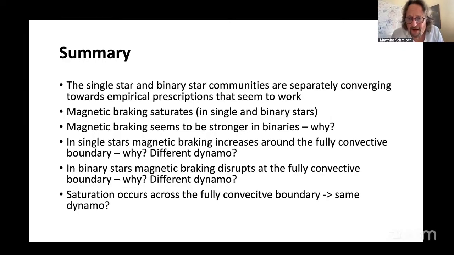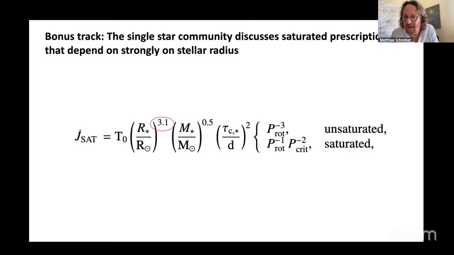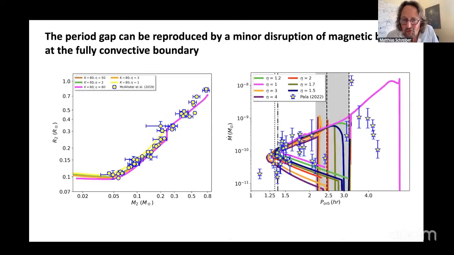So we have discovered one saturated magnetic braking prescription with a strong dependence on radius. It's actually the same one Matt proposed in 2015. And the strong dependence on radius actually allows us to fit the CV evolution, which you see here. This is, for example, the same plot with the radius measurements, just with different colors. And you see that the radius dependence actually is sufficient to explain this decrease. This break here doesn't need to be really dramatic. You can have just an eta of 3 and you reproduce the orbital period gap.